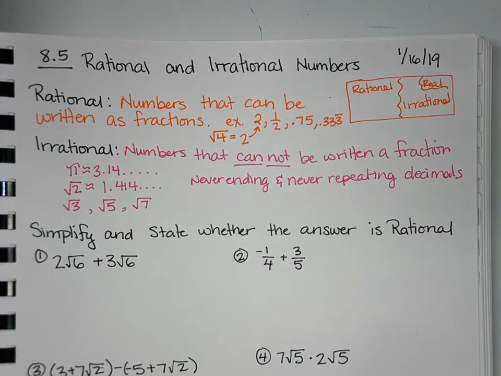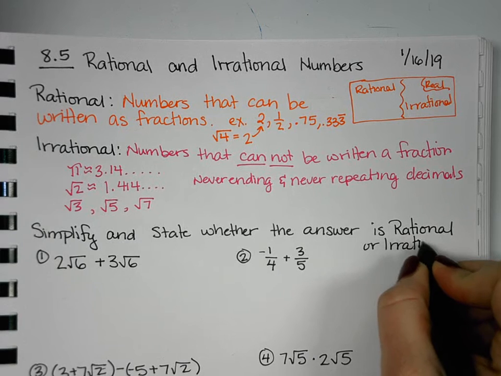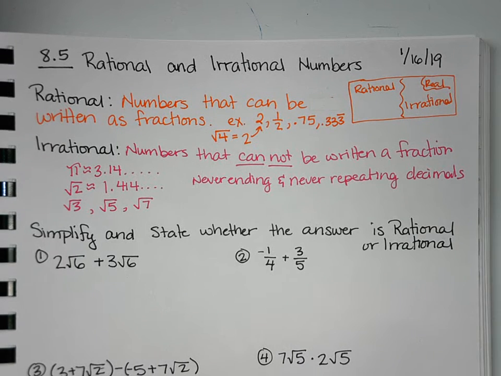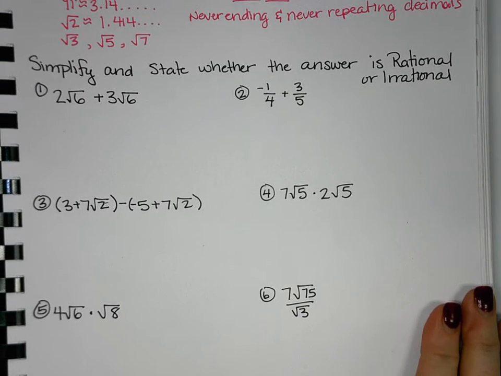So what we're going to look at today are 6 examples where we're just going to simplify each expression. If we don't have a square root or a radical left in our answer, then we have a rational number. If we do have a radical left over, then it's irrational. So we're going to simplify and then state whether our answer is rational, and I just realized I forgot my directions, or irrational. So here are our 6 examples.